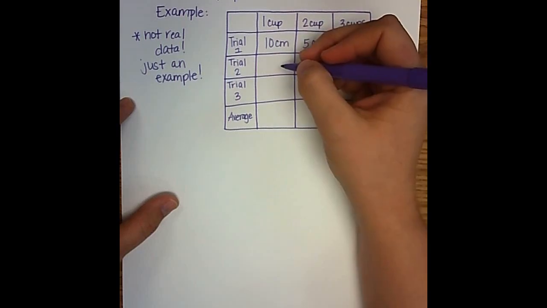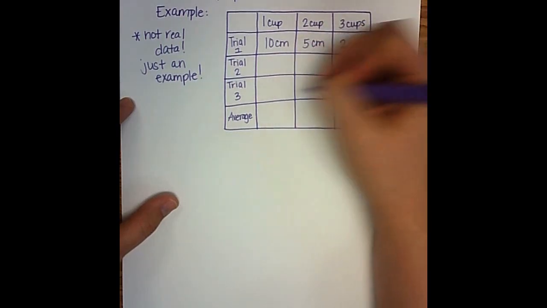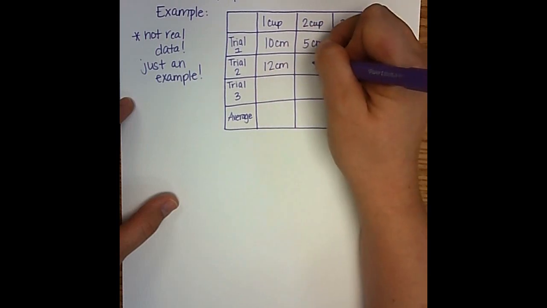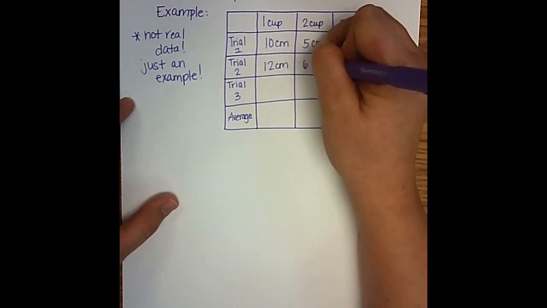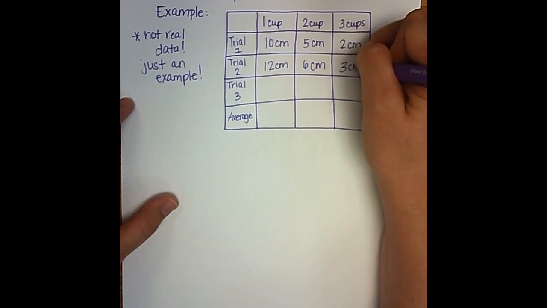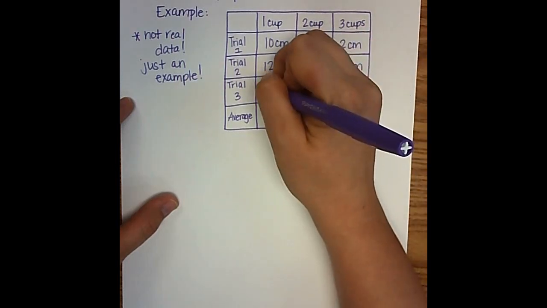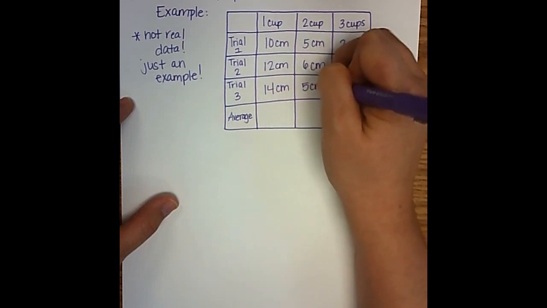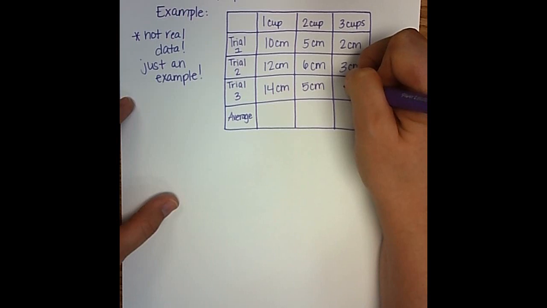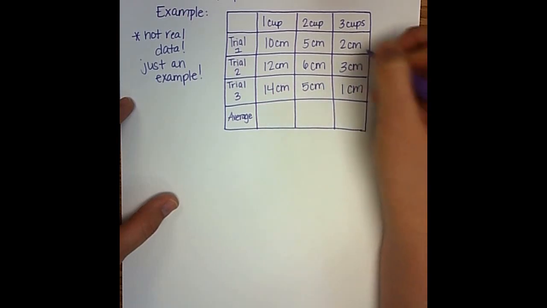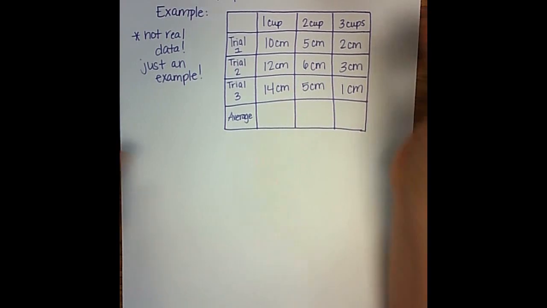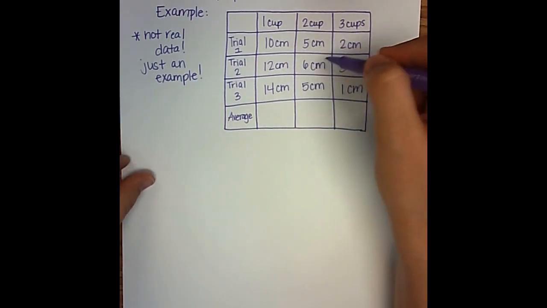Then I would move on and do my second trial, and then I would do my third trial. So let's say that the first one, then I have 2 cups. I'm just making up numbers, okay? And let's say that this one went up 14. I measured these hypothetically. So I've collected my data.